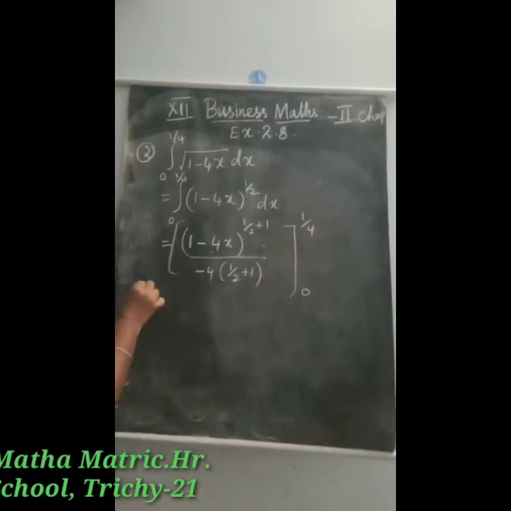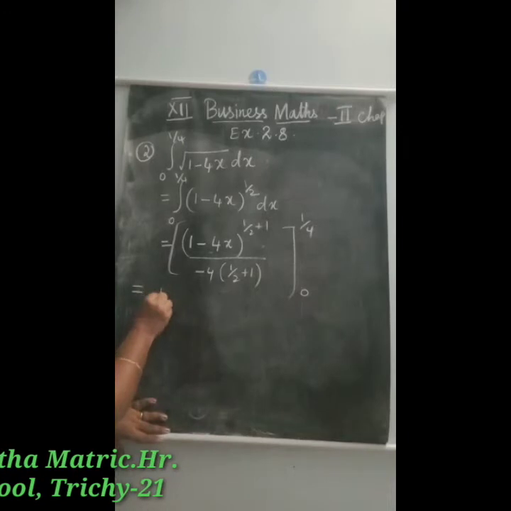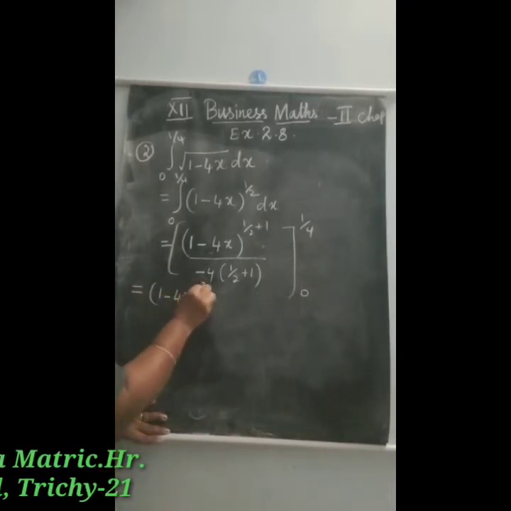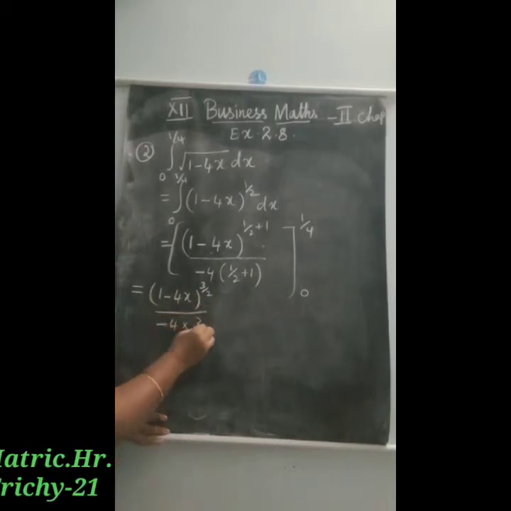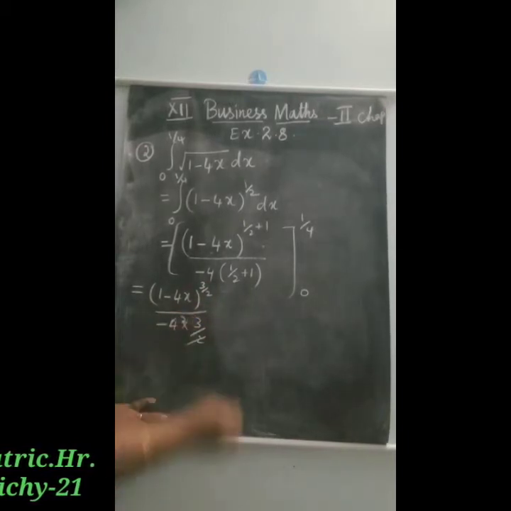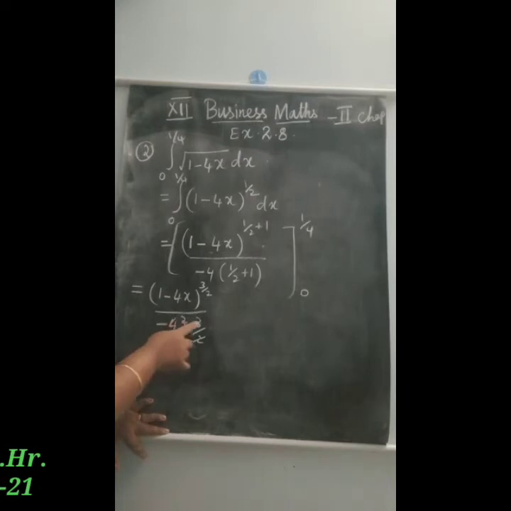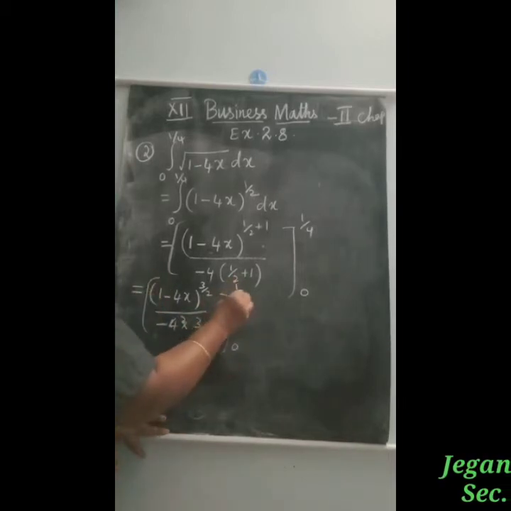Now we take 1 minus 4x the whole power 3 by 2 divided by minus 4 into 3 by 2. So 2 2s are 4, and 3 2s are 6. We get 2 2s are 4 and multiply 3 into 2, we will get 3 2s are 6. This limit value we have to substitute for 0 to 1 by 4.